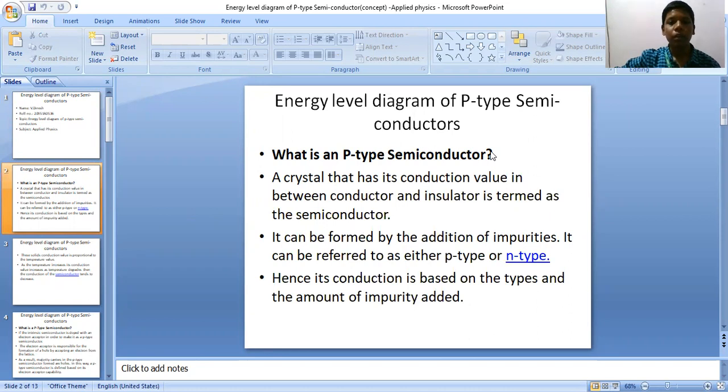What is a P-type semiconductor? A crystal that has its conduction value in between conductor and insulator is termed as a semiconductor. It can be formed by the addition of impurities. It can be referred to as either P-type or N-type. Hence, its conduction is based on the type and the amount of impurity added.